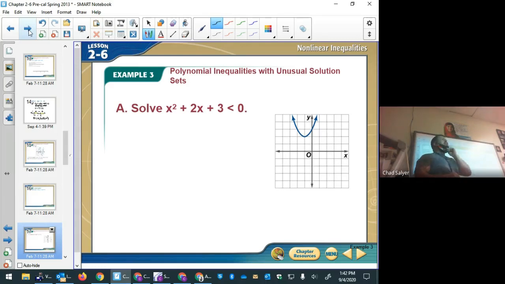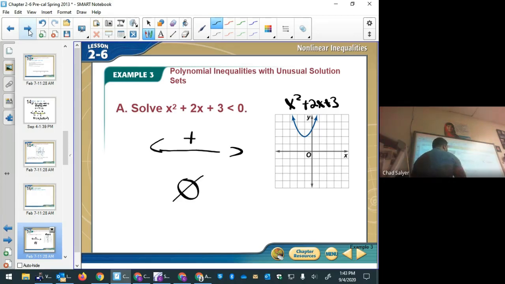So sometimes we're going to get unusual solution sets with these. Unusual solution sets can manifest in this way. This is a graph of x squared plus 2x plus 3. And where is that less than 0? In other words, where's the graph below the x-axis? None. It has no zeros, and it's always positive. So where's this less than 0? Nowhere. That has no solution. So no solution is possible. Unusual, but possible with regards to these problems.